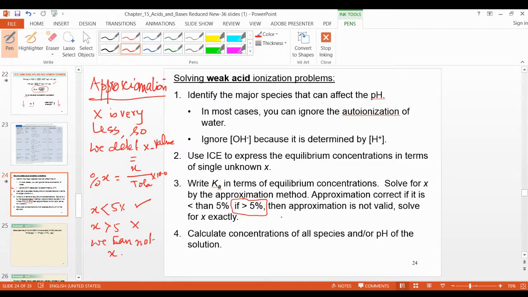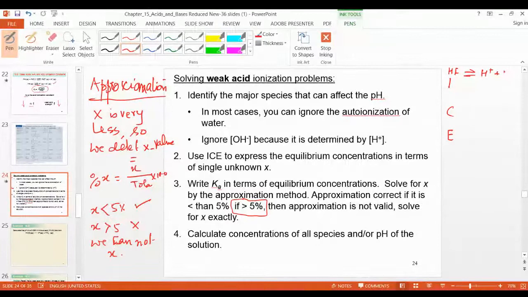So the ICE table expresses equilibrium concentration in terms of x. We will use ICE for any reaction. Suppose HF is a weak acid, giving H plus and F minus. The initial concentration, whatever is given, suppose this is 0.5. Suppose what is the change? Just the change you will get.